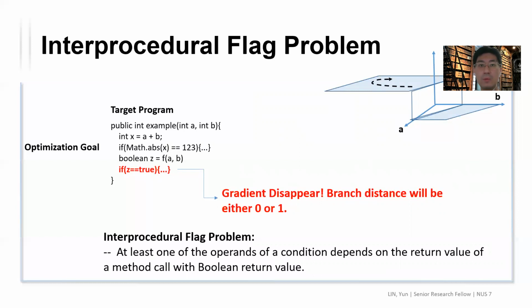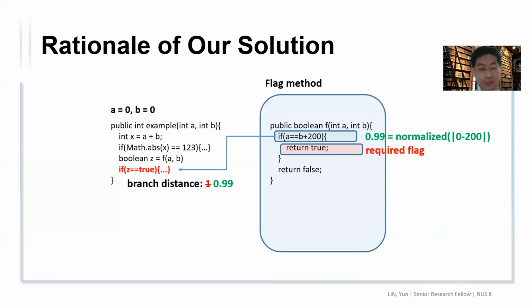Given the condition, if one of the operands depends on the return value of a method with a Boolean return value, we say that an interprocedural flag problem happens. When interprocedural flag problems happen, SBST usually degrades to random testing. The rationale of our solution is simple. Once we detect interprocedural flag problems, we further investigate the invoked flag method and identify the branch inside, which can return the required flag. If its branch distance has gradient, we use this branch distance to replace the branch distance of the flagged condition. Thus, the gradient can be recovered.